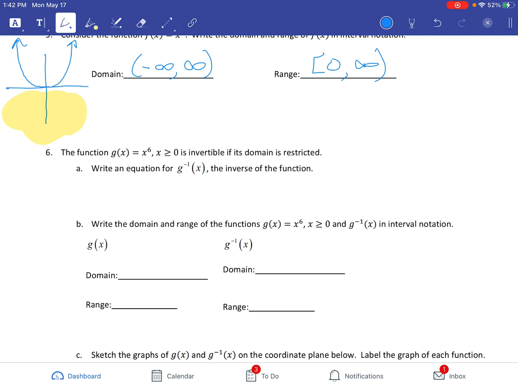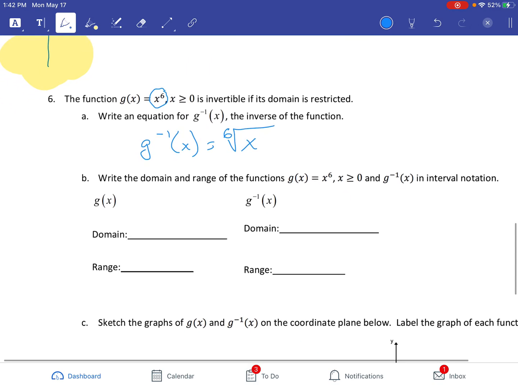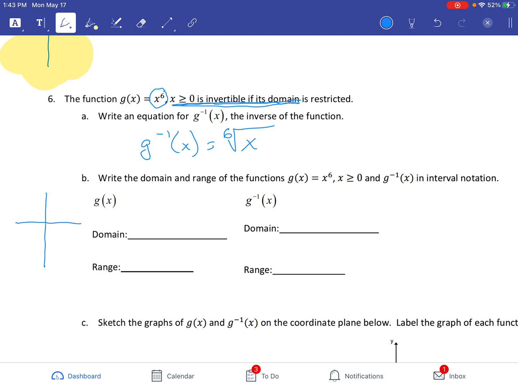All right. The inverse of the g function: if the g function is x to the 6th, the inverse is going to be the 6th root of x. Now, as we move forward with this problem, we've restricted its domain so that we're only looking at x greater than or equal to 0. So in a sketch of the graph for g of x, we're only looking at this part of the graph.